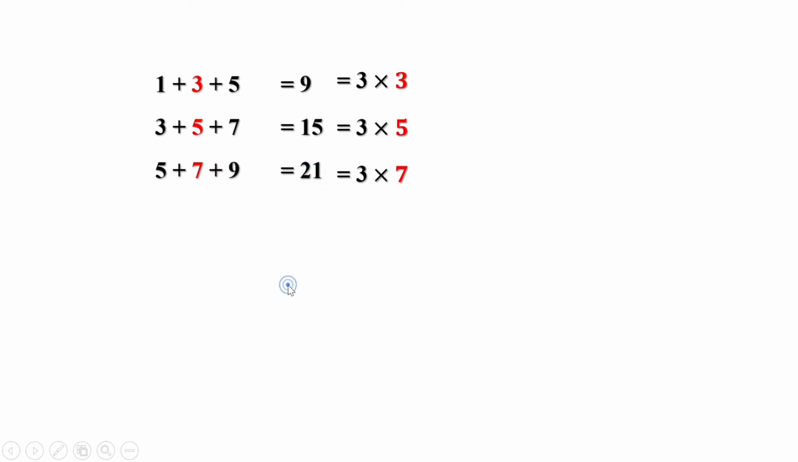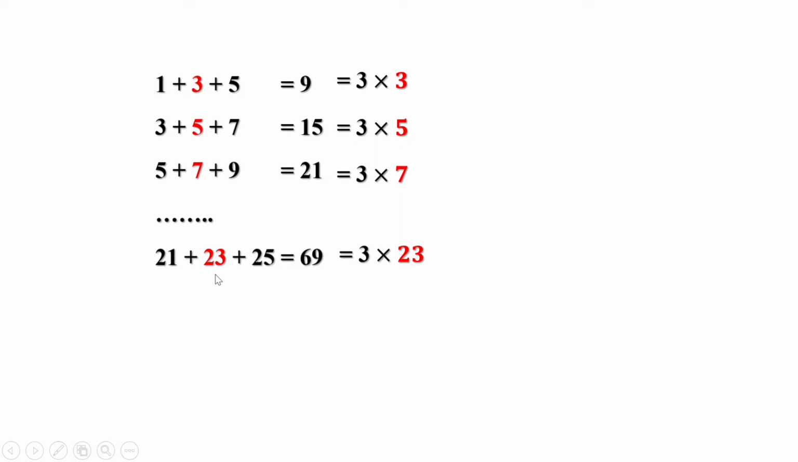Let us take some other three consecutive odd numbers. 21 plus 23 plus 25 equal to 69. What is 3 into 23? That is also 69. Now let us generalize using algebra.